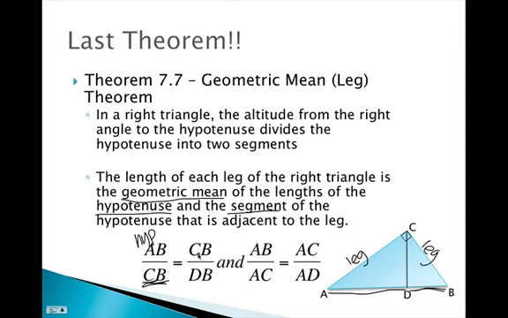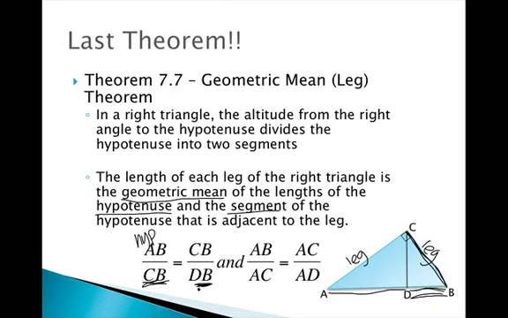That's the geometric mean between our hypotenuse and the segment of the hypotenuse that is adjacent to the leg. So if this is the leg that we're using, CB, the segment that's adjacent to this leg that is part of the hypotenuse is segment DB right here. And that's exactly what we see in our equation. So these are proportional to each other. So AB over CB equals CB over DB.